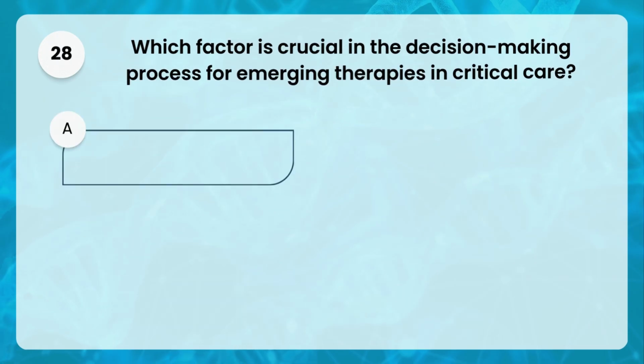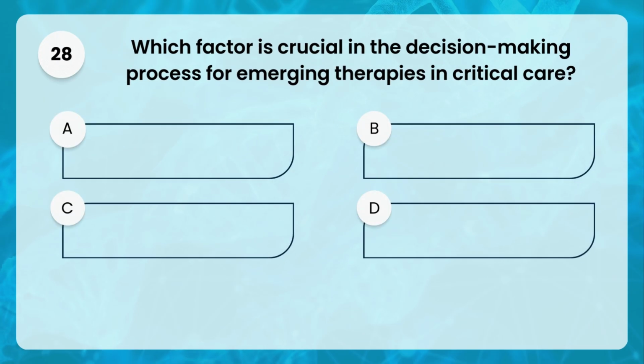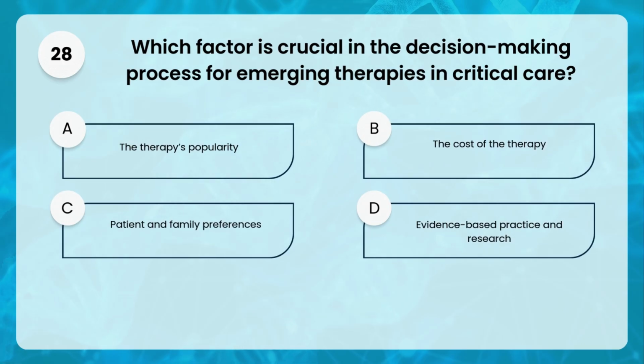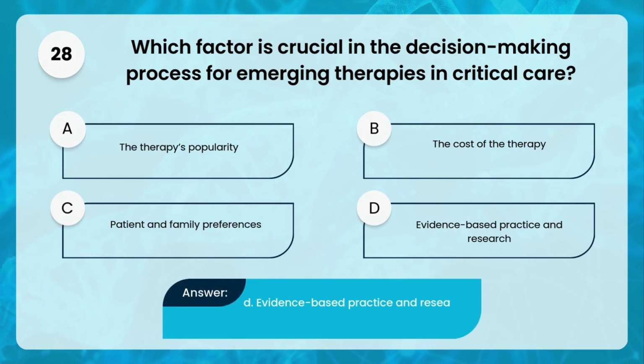28. Which factor is crucial in the decision-making process for emerging therapies in critical care? A. The therapy's popularity. B. The cost of the therapy. C. Patient and family preferences. Or D. Evidence-based practice and research. The answer is D. Evidence-based practice and research.